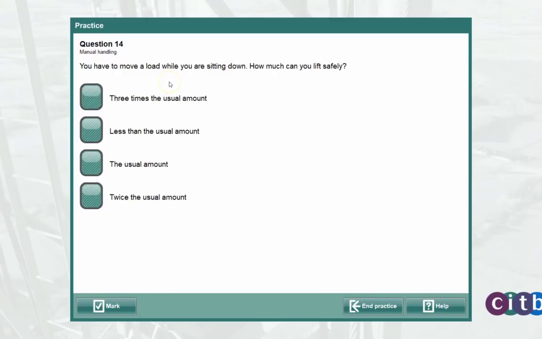You have to move a load while you are sitting down. How much can you lift safely? 3 times the usual amount. Less than the usual amount. The usual amount. Twice the usual amount.